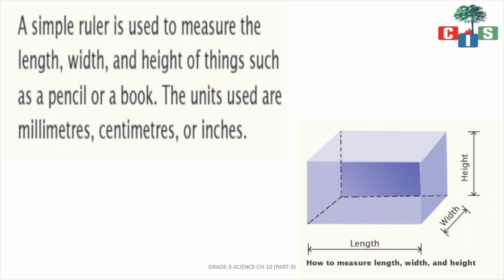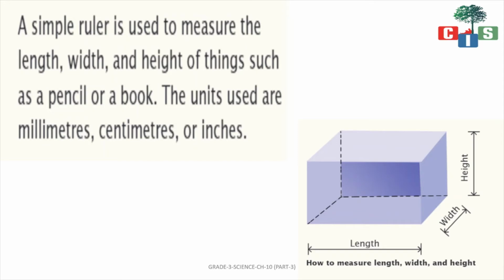What is used to measure all the three parameters? A simple ruler is used to measure the length, width and height of a thing, such as a pencil or a book. The units used are millimeters, centimeters or inches. If we have to measure how long, how wide or how tall the object is, which unit will we put behind it? Millimeter, centimeter and inches. Like 1 centimeter, 2 millimeters, 1 inch.